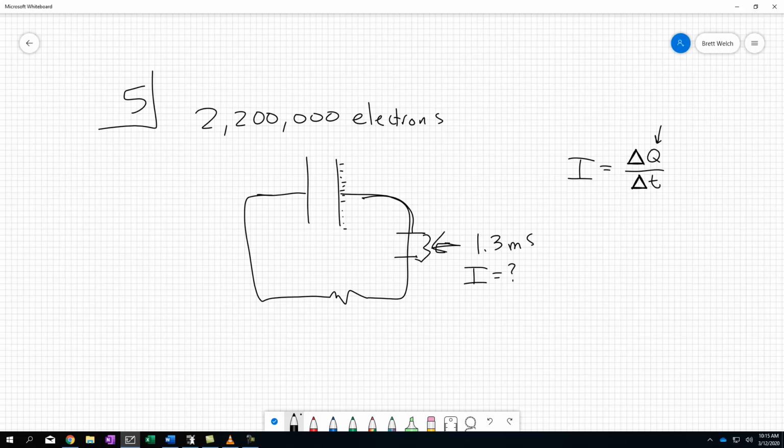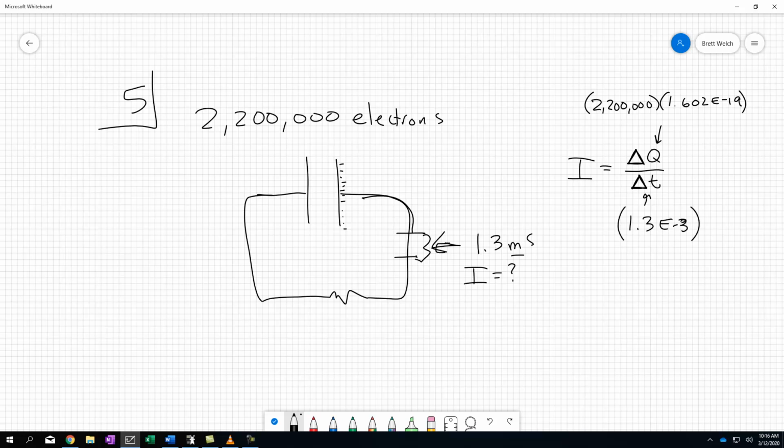I have 2,200,000 electrons, but each electron has its own charge. So to find the total charge that's moving through there, I need 2,200,000 times the charge of each electron, 1.602 e negative 19. Now technically the charge of an electron is negative, but I'm not concerned about the direction of charge flow. I just want to know how much is flowing. And I'm going to divide that by the amount of time, which is 1.3 milli, meaning e negative 3.